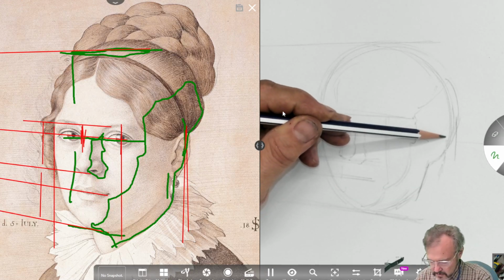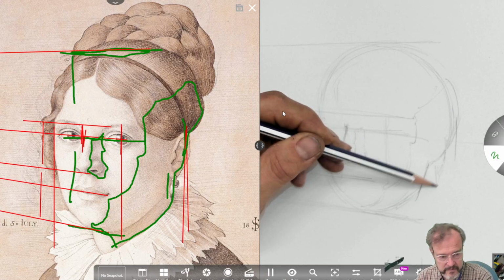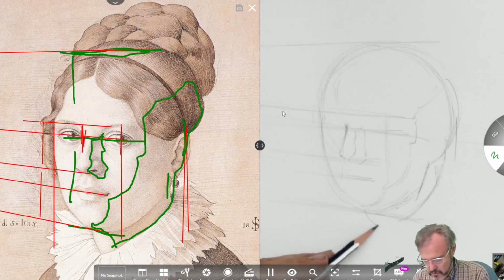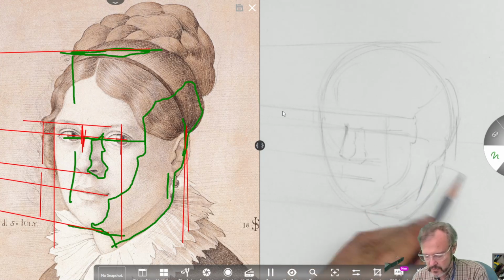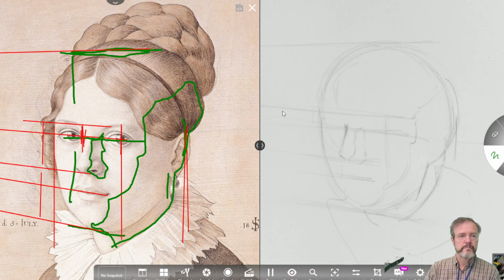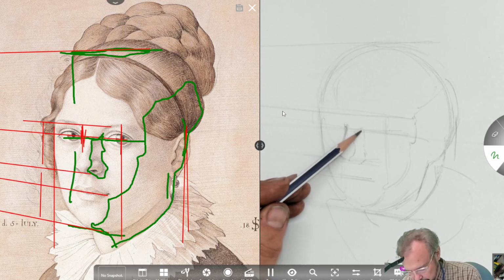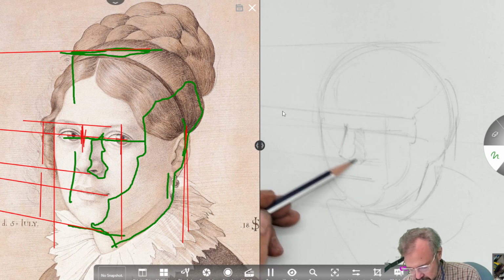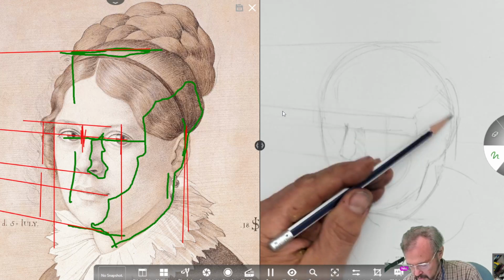I better suggest a little more. I better block in a little bit of the neck and shoulders. So I'm going to do first shading. I'm left-handed. Your shading is going to go the other way if you're right-handed.